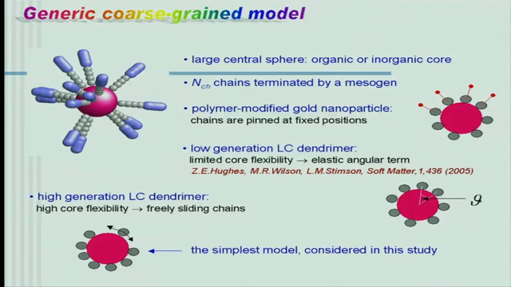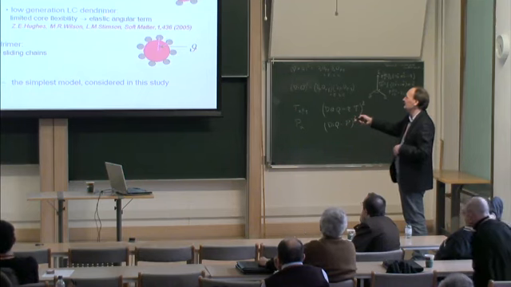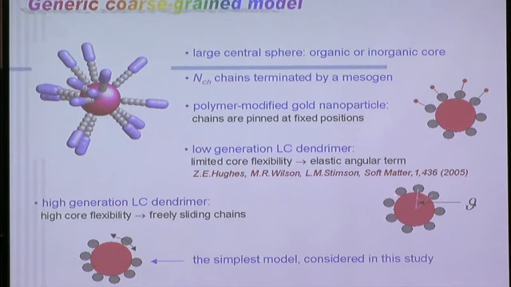For instance, if we have gold nanoparticles which are covered by polymer chains, then one would think about pinning the chains to the surface in certain places by covalent bonding. Say for the liquid crystal dendrimer, here the core is flexible, and each chain can be seen as attached by some spring, and we can introduce some angle here, with some harmonic term which adjusts the flexibility and the possibility for the chains to move on the surface.